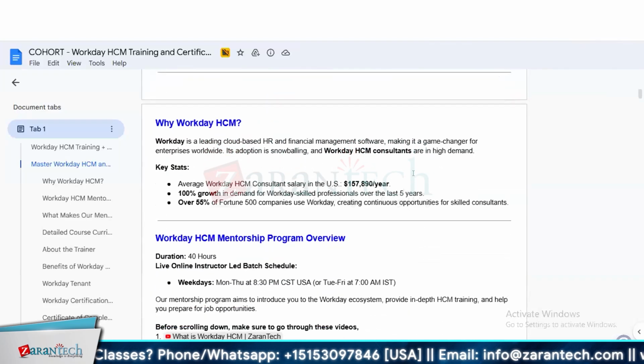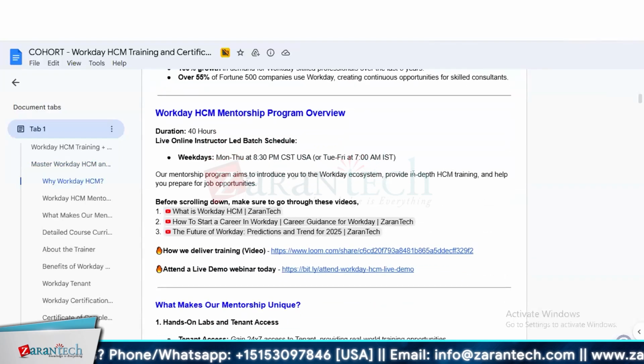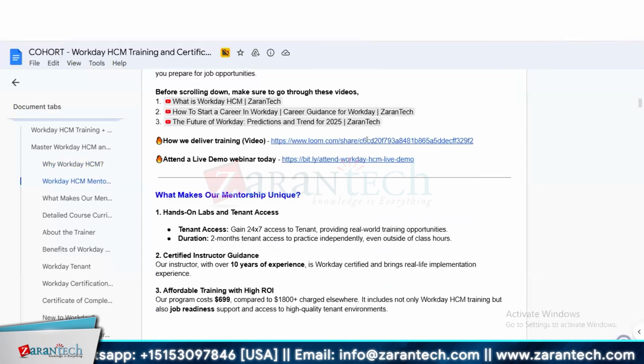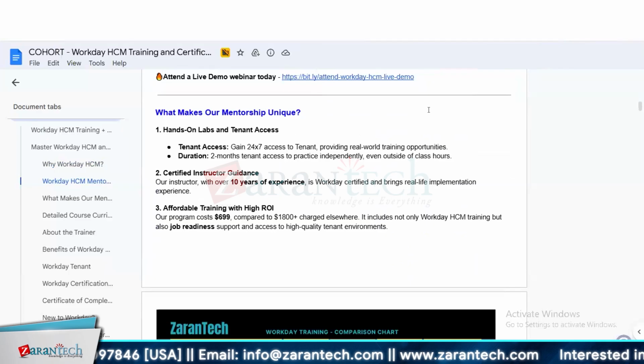So all these things you will be going through here. It is everything in detail, with a video also. How we deliver the training, the Loom video has been shared. People were asking me regarding the tenant access. So it is 24/7 access to the tenant, providing real world training opportunities. Duration is 2 months, with tenant access to practice independently, even outside of the class hours. I hope it's clear for everyone.